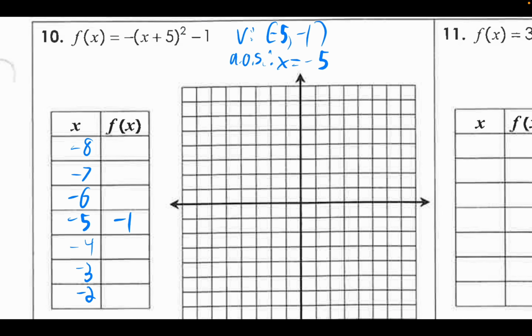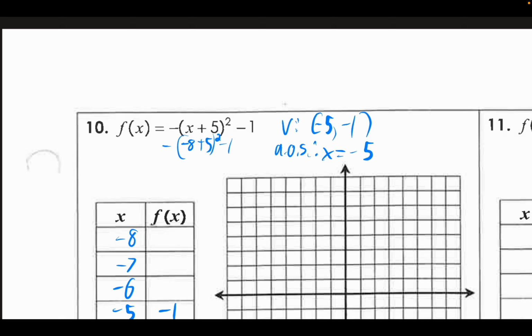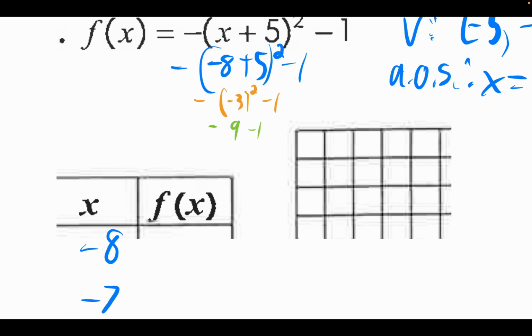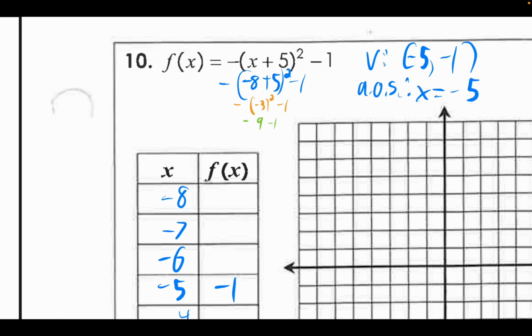And as I plug these numbers in, I have to notice that that negative is going to have an effect. So as I do -8 plus 5 quantity squared, for example, I do -8 plus 5 is -3. So I have -3 that I'll square. And as I square -3, I get 9. But this negative very much so is still present. So I have -9 minus 1, leaving me with the y value being -10.